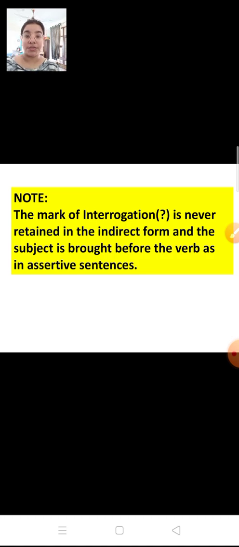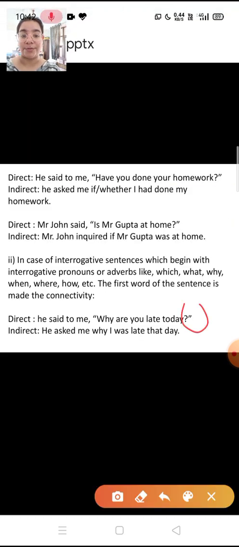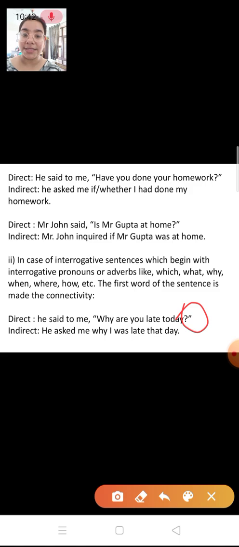Now there is a note: the mark of interrogation is never retained in the indirect form and the subject is brought before the verb as in an assertive sentence. Now as you can see here, the question mark is removed.